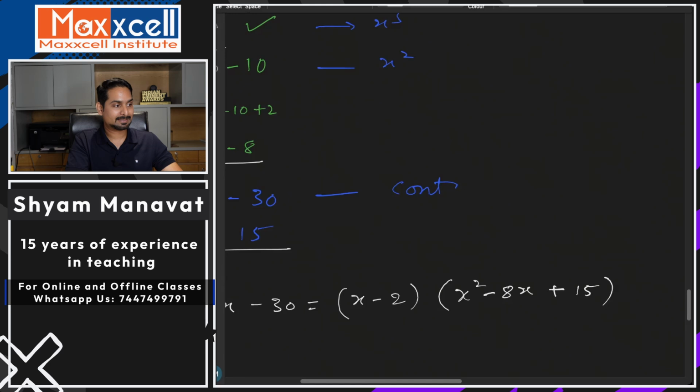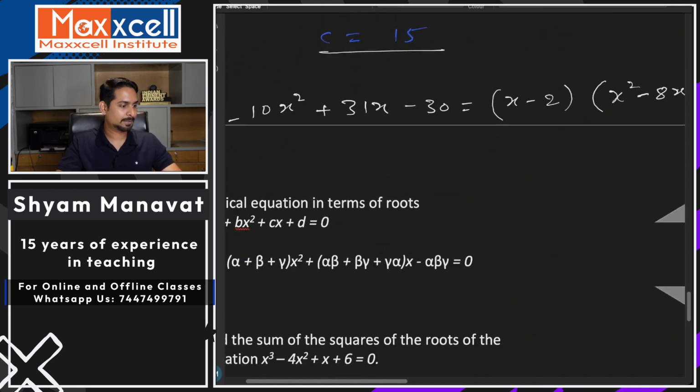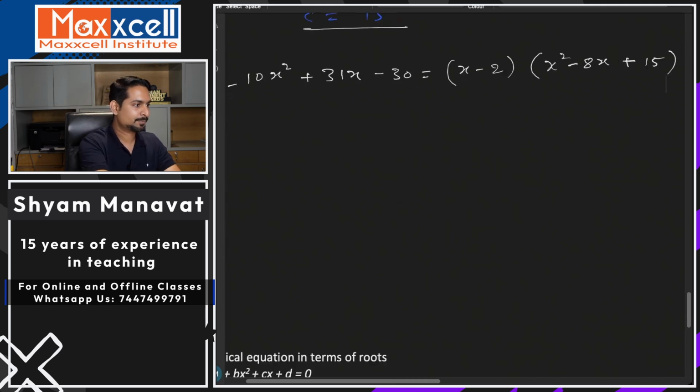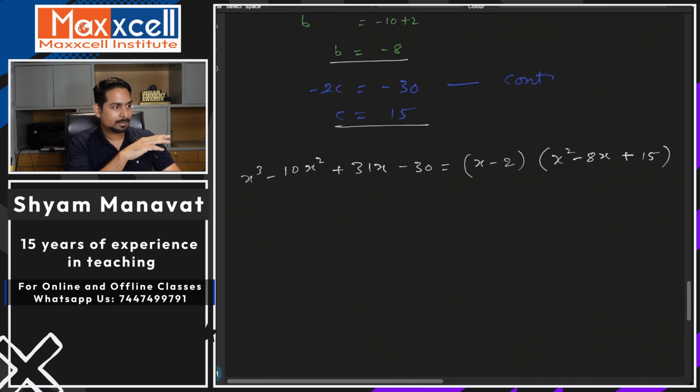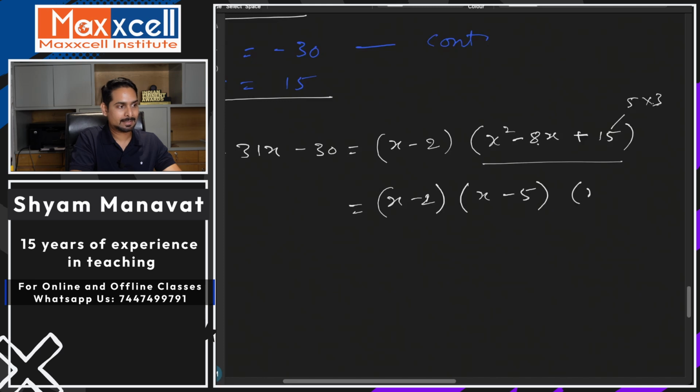Alright. So this is the second factor. I hope you are clear with this step. Now, further, what we need to do? We need to further factorize this square term. So what you get? x minus 2 as it is, and factorize 15: 5 into 3. 5 plus 3 is what? 8. Yes. So the factors are x minus 5 and x minus 3.